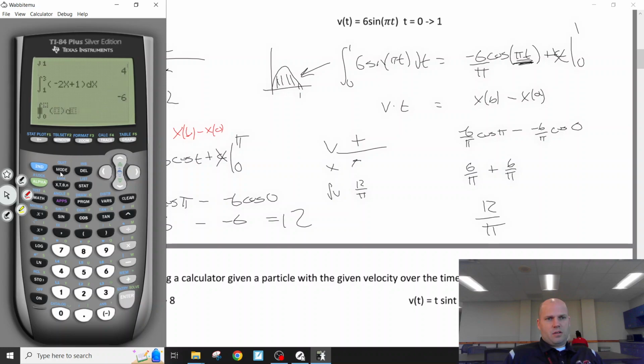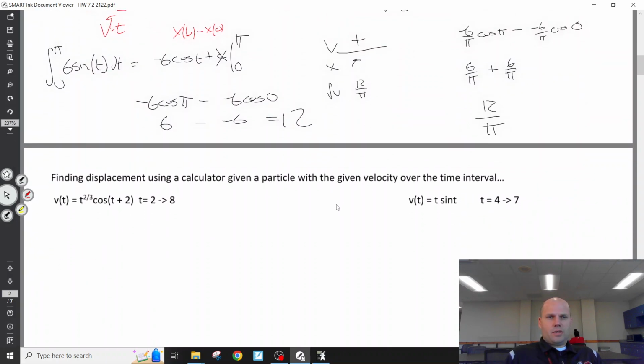Yeah, let's just see. 0 to 1, 6 sine pi t, close your parentheses. Boom, calculator does v times t's, does it quickly. I mean, that's quickly, but in terms of calculator, it's not automatic. It doesn't happen right away. There's a little bit of a pause there. Boom, 12 over pi. All right, that's how far we increased.